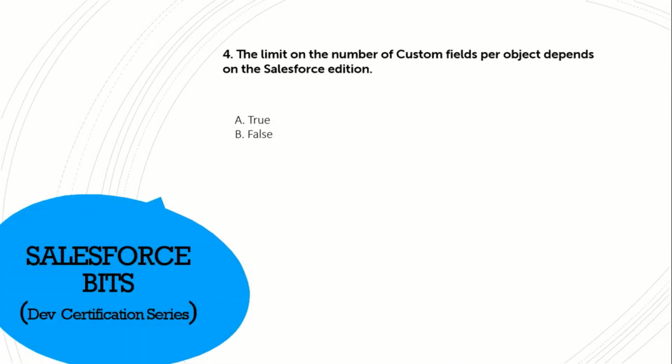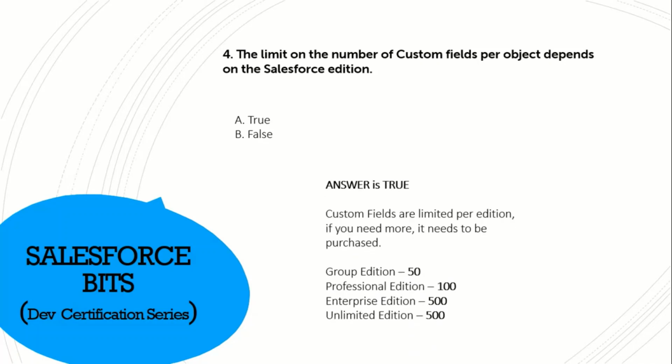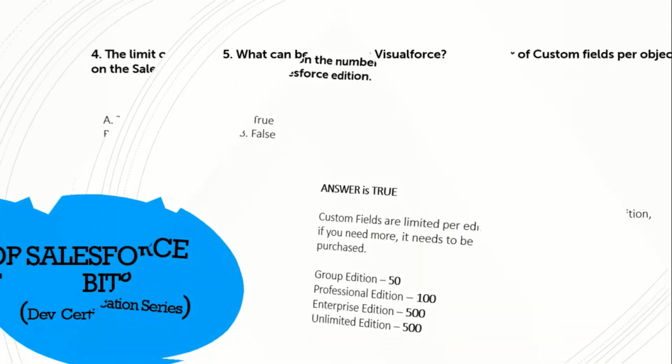The limit on the number of custom fields per object depends on the Salesforce edition. True or false? Yes, it is true, because custom fields are limited per edition. It has to be purchased if you need more. So this is the list of the editions with corresponding custom fields which are available by default.